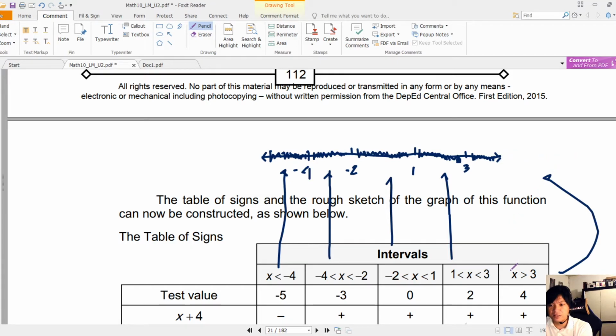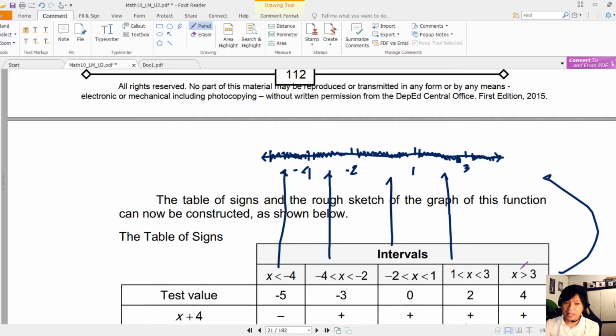So, the values of x is greater than 3. Hanggang positive infinity ba siya pwede. So, pwede siyang 1 million, and 2 million, and so on. So, wala siyang katapusan. So, i-denote na lang siya as x is greater than 3.